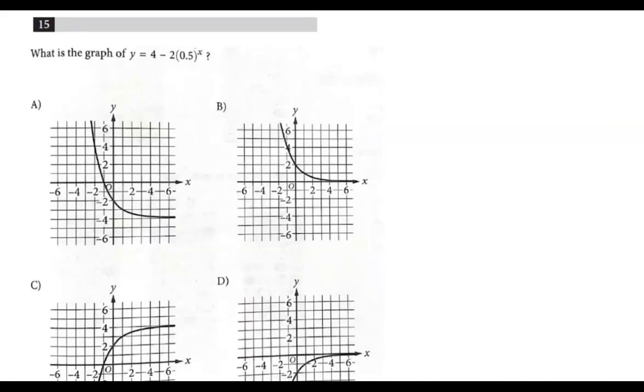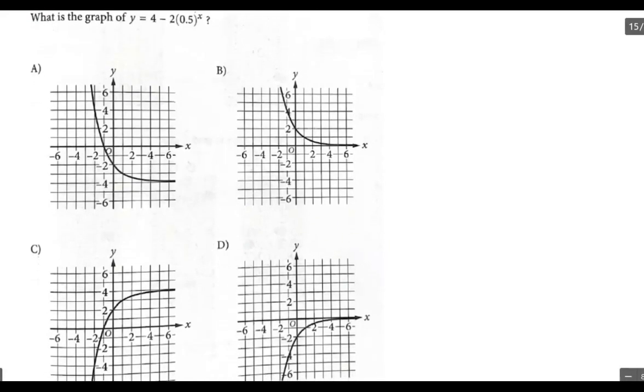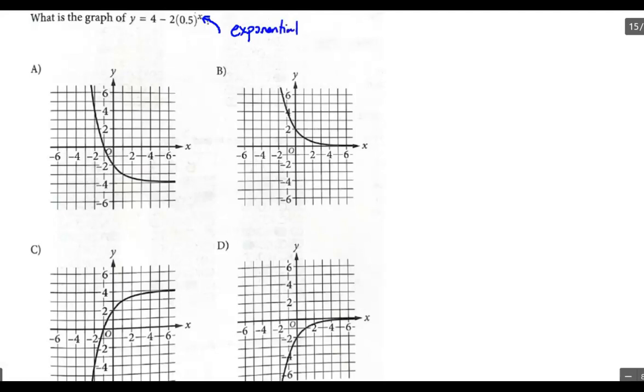All right, number 15. This one is a little bit tougher problem, or it can be tougher, but I'm going to kind of cheat it a little bit. So it says, what is the graph of y equals 4 minus 2, parentheses, 0.5, to the x power? So right away, I want you to realize that when you see that x up here as an exponent, this is an exponential equation. And after I show you how I kind of cheat this problem, I'll go a little bit more in depth on how you handle these.